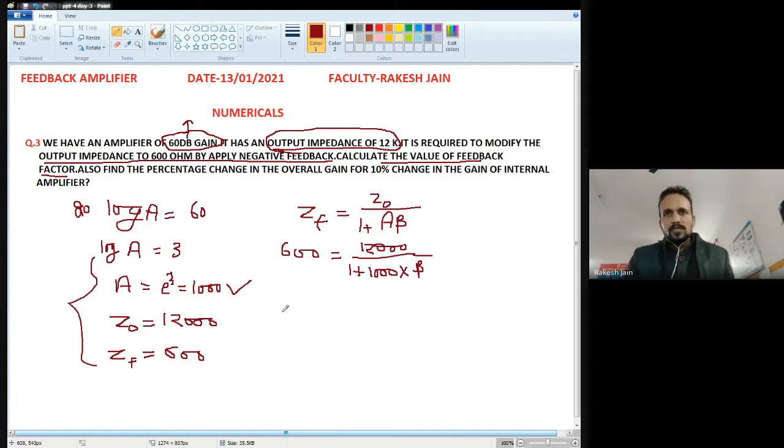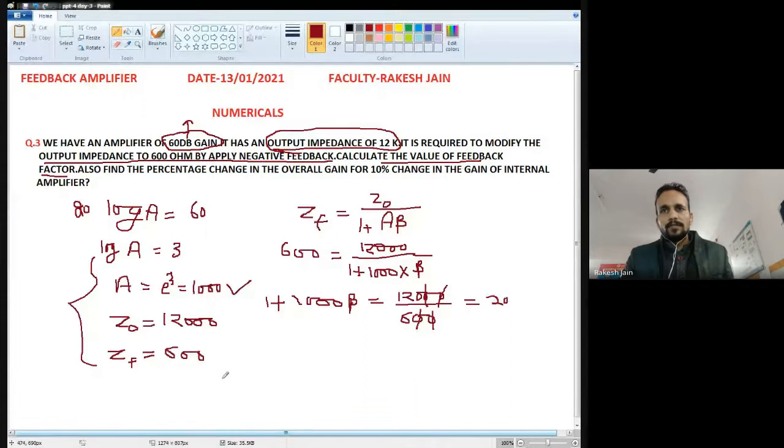Okay. So first send this right hand term, 1 plus 1000 beta, to the left hand side, and this 600 from the left hand side to the right hand side. Now this 20 to 20 will cancel out, and 120 divided by 6 will be 20. Okay. So now this 1 will be subtracted; send this 1 to the right hand side. So 1000 beta is equal to 20 minus 1. That will be definitely 19.